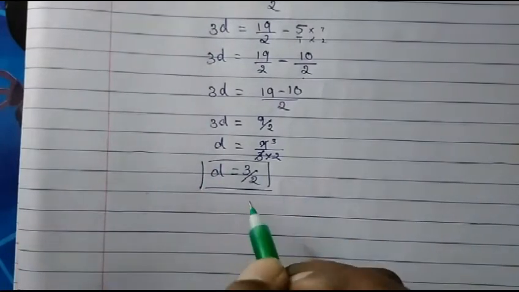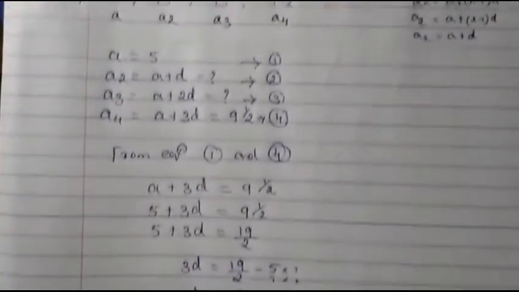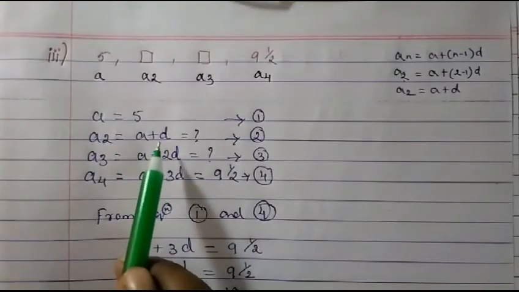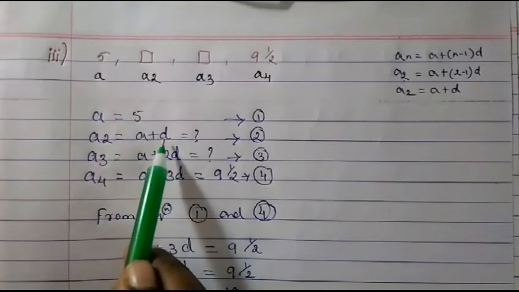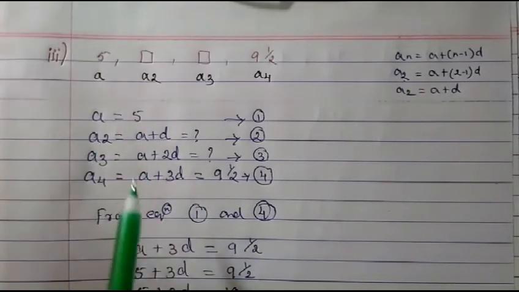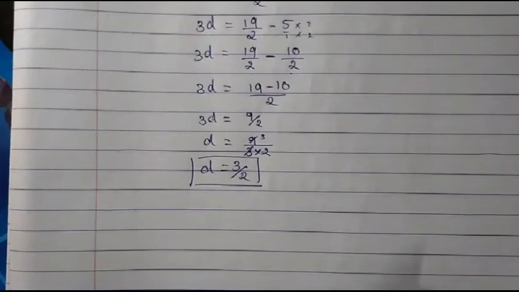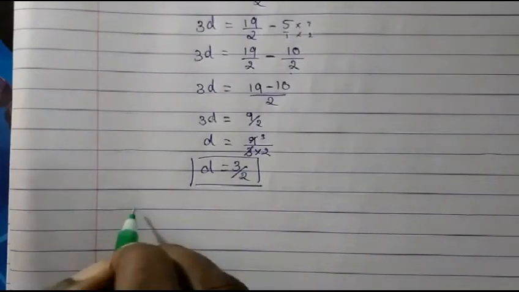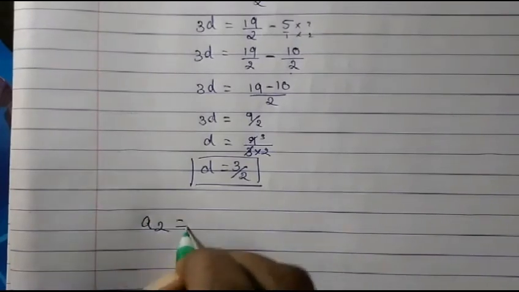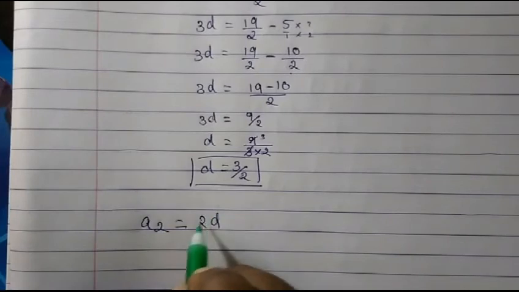Now we got the D value. So all that we have to do is place it in the equations. We have the D value, so put the D value here. We know the A value already, and D we found out, so put the values and you will get A2. And here also you put the values, you will get A3. So let's do it quickly now. We have to find A2.